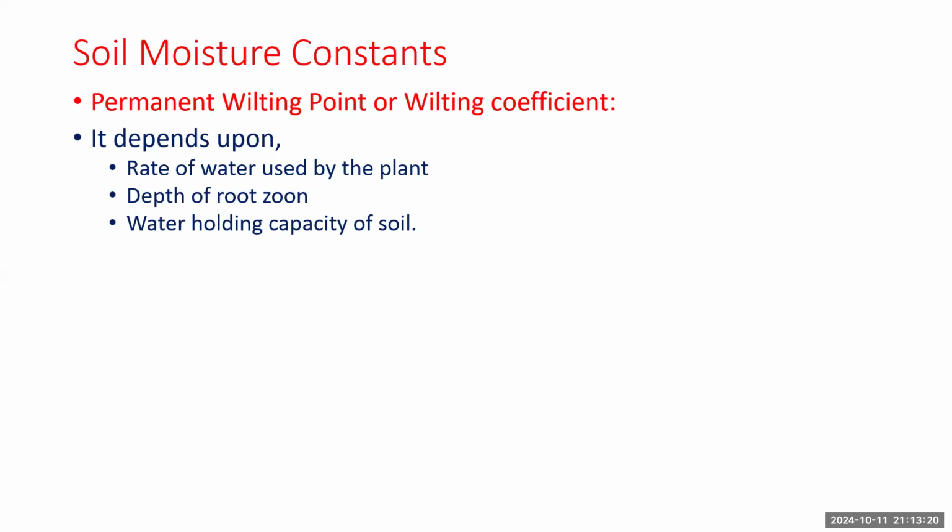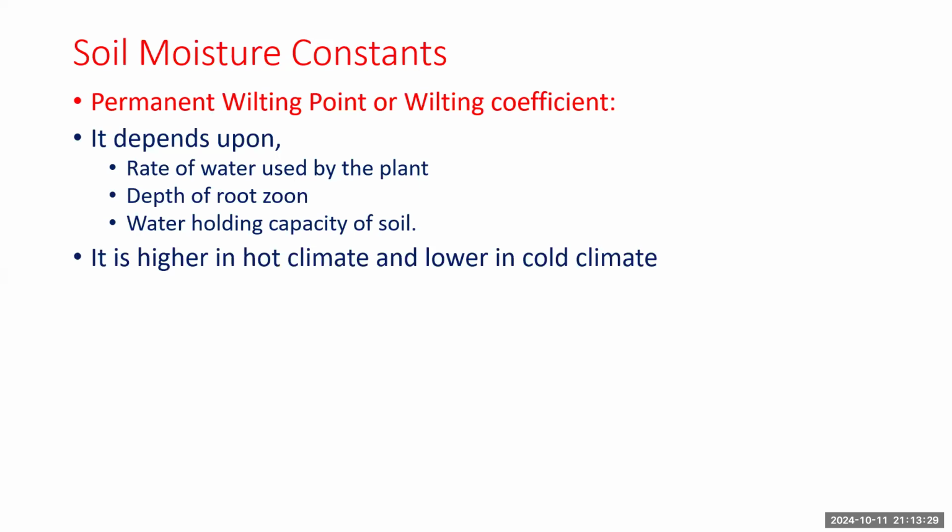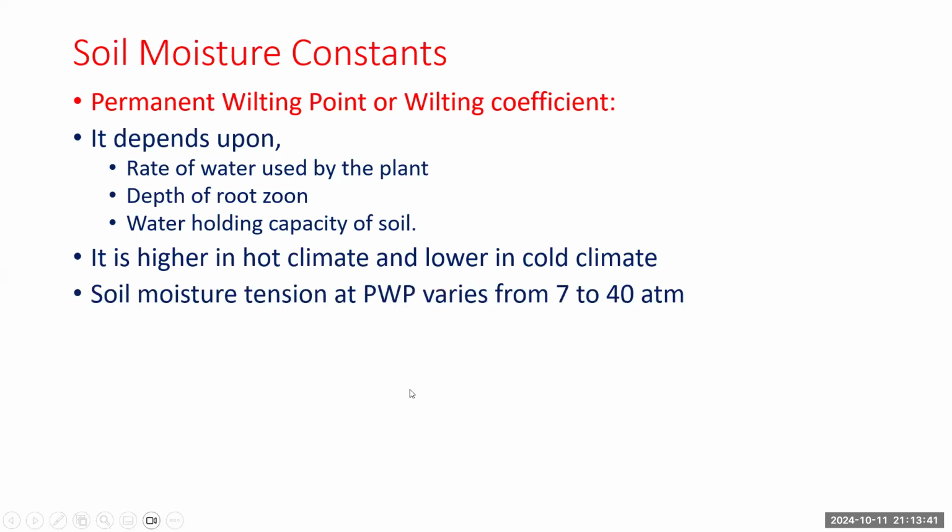So this permanent wilting point, this particular moisture content, depends on the rate at which water is used by plants, the depth of the root zone, and the water holding capacity of soil. This permanent wilting point or wilting coefficient is higher in hot climate and lower in cold climate.